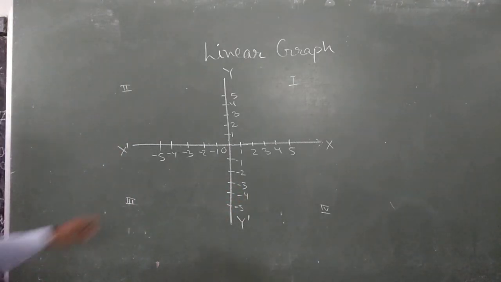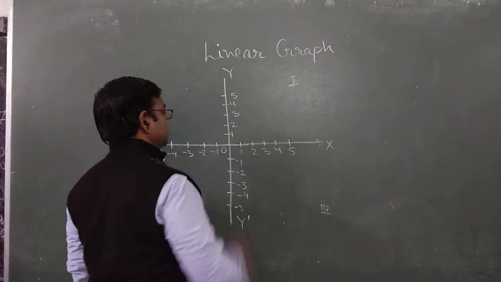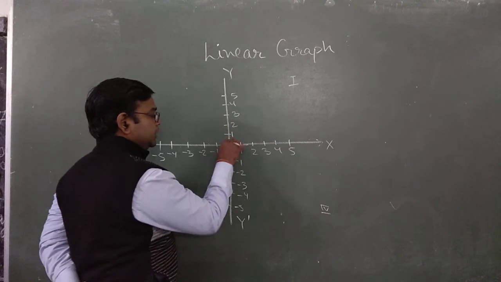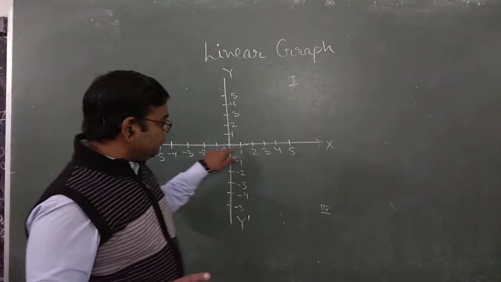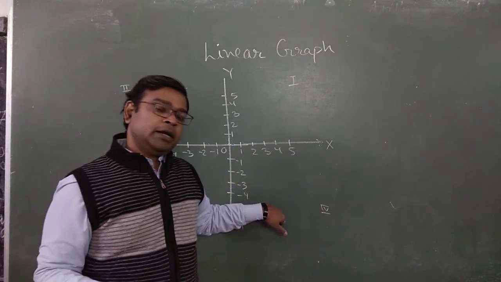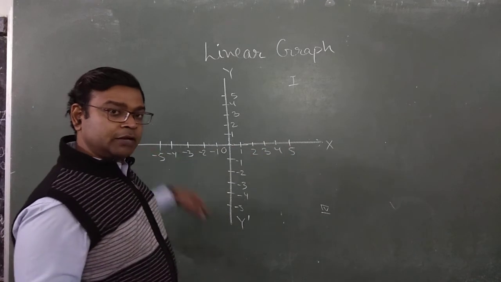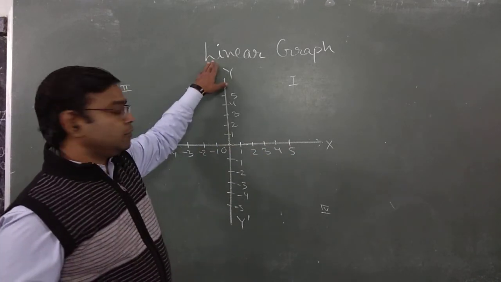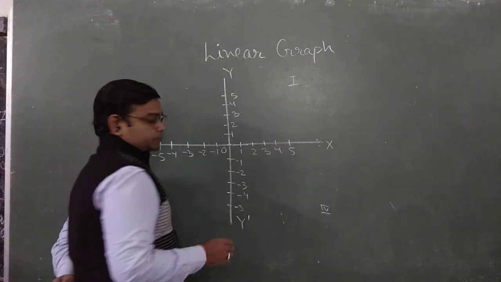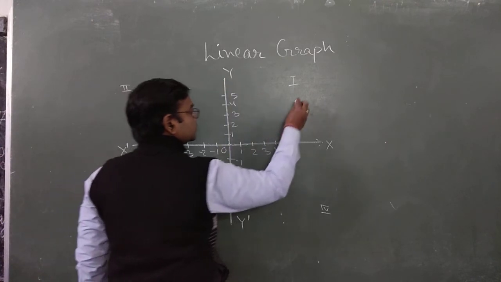O is always called the origin. We always start to locate a point from this side, and remember, we first move along the x-axis, then move along the y-axis. Whether it's a positive direction or negative direction doesn't matter, but first we move along the x-axis, then along the y-axis. In the first quadrant, the x part is positive and the y part is also positive.